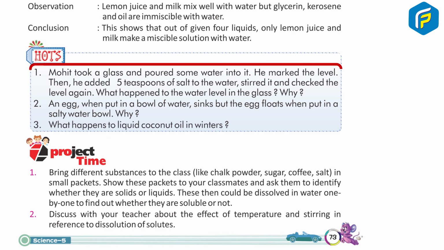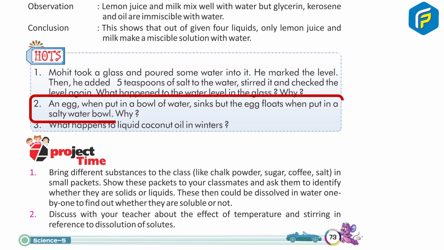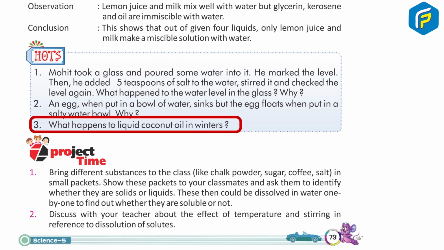Thoughts: 1. Mohit took a glass and poured some water into it. He marked the level, then he added 5 teaspoons of salt to the water, stirred it and checked the level again. What happened to the water level in the glass? Why? 2. An egg, when put in a bowl of water, sinks, but the egg floats when put in a bowl of salty water. Why? 3. What happens to liquid coconut oil in winters?